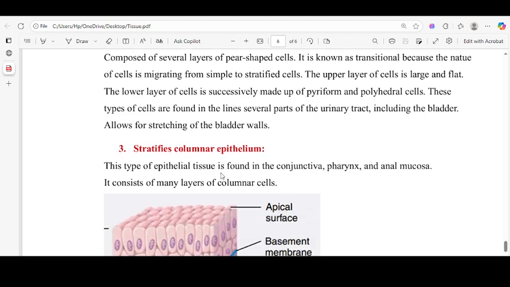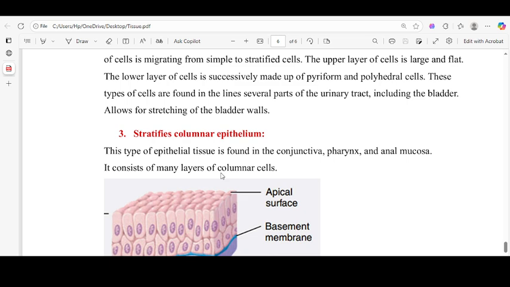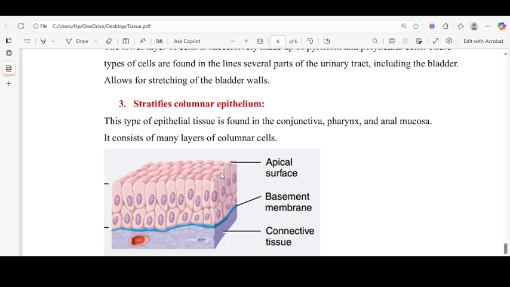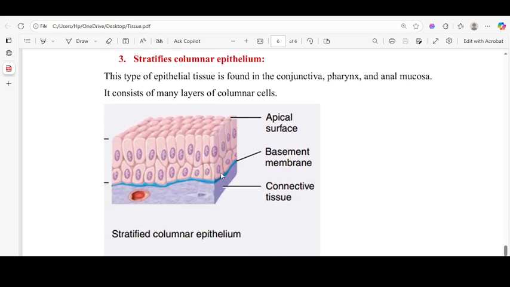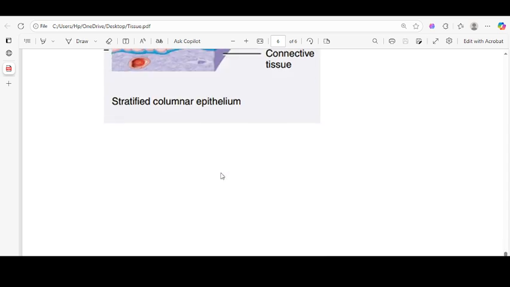And third is stratified columnar epithelium. It is also present in the conjunctiva, pharynx, and anal mucosa. It consists of many layers of columnar cells. And then let's see the structure of the stratified columnar epithelium tissue. Thank you.